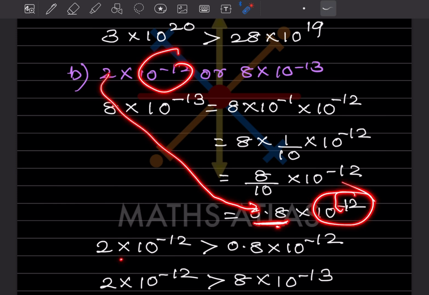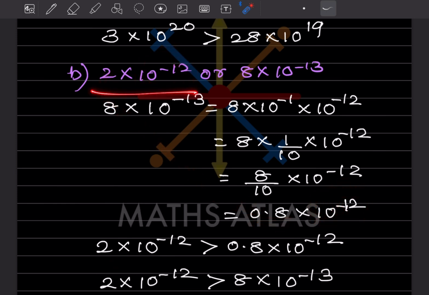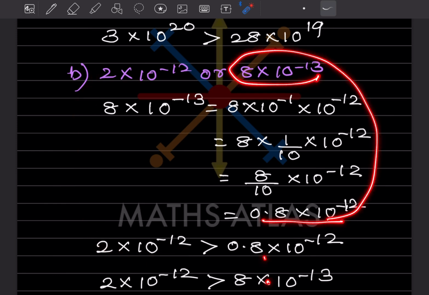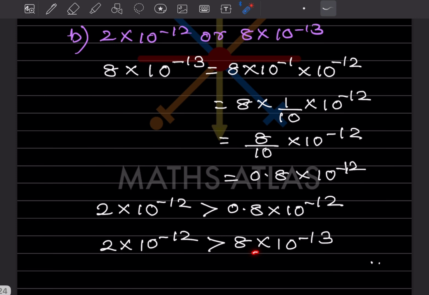So what we can write here? 2 into 10 raised to minus 12 is greater than 0.8 into 10 raised to minus 12. But now this is not 0.8 into 10 raised to 12 is not the original one. This is same as this one. So for this one, what we can write in this form. So that is here. So this is the answer. So we can say 2 into 10 raised to minus 12 is greater than 8 into 10 raised to minus 13. So by this one, we have completed today's work.